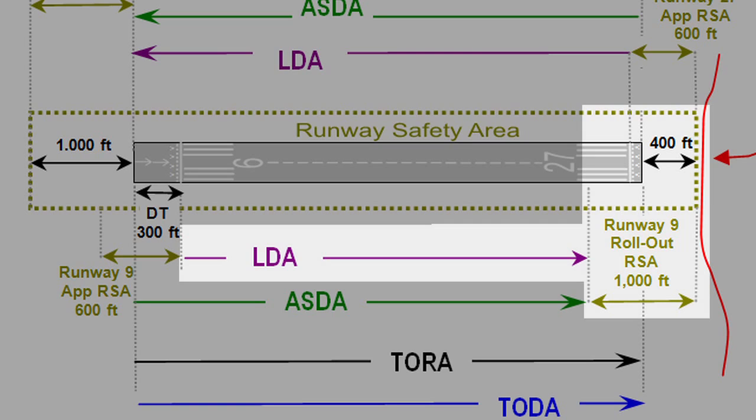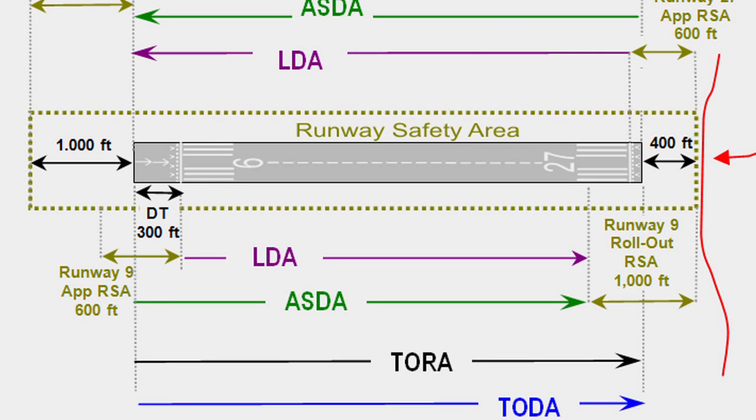The landing distance available is less than the physical runway length, not only because of the displaced threshold, but also because of the subtractions necessary to meet the runway safety area beyond the far end of the runway. However, during the actual landing operation, it is permissible for the airplane to roll beyond the unmarked end of the landing distance available.